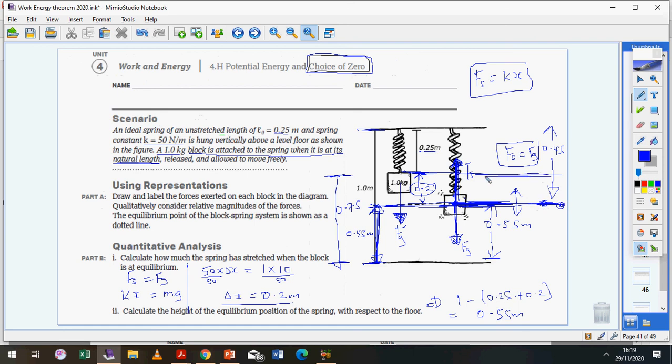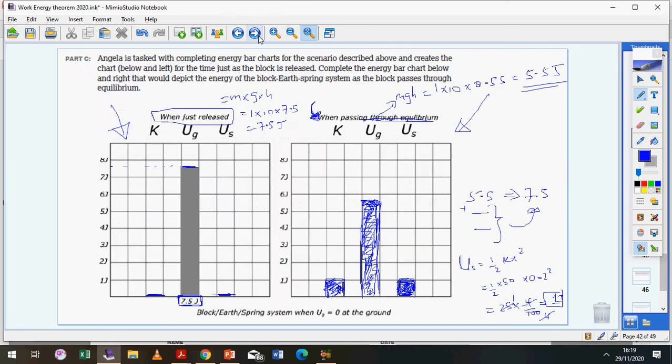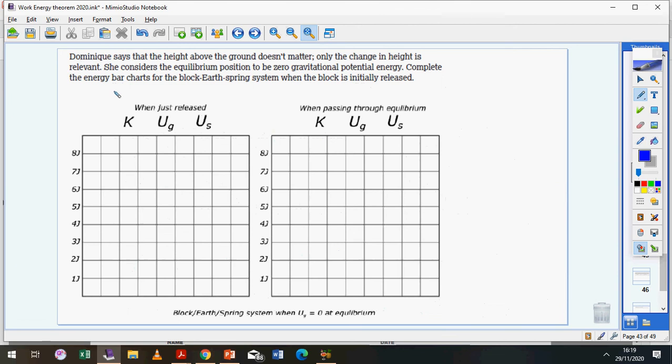So according to Dominique, when it's just released, if this line is the reference, the 0, then its potential energy is only due to the height of extension, which is 0.2 meters. So the potential energy is just going to be mass times gravity times height. Mass is 1, gravity is 10, and the height is 0.2. So the potential energy is just going to be 2 joules, right? According to Dominique, the potential energy is 2 joules. So that's the bar chart for 2 joules.